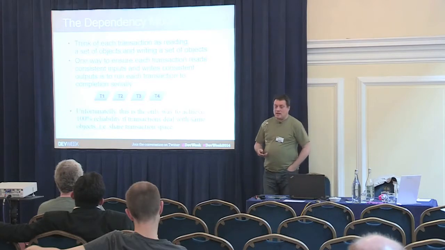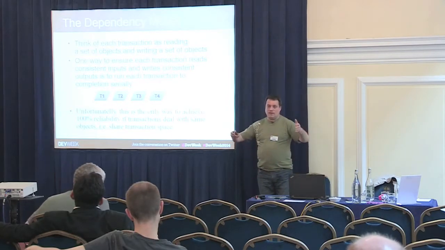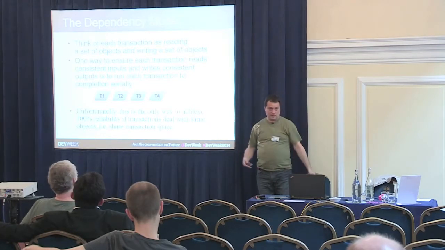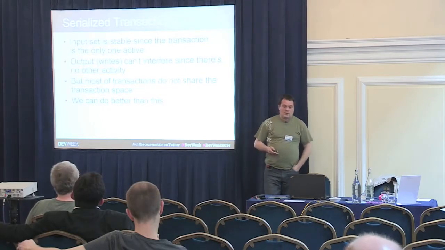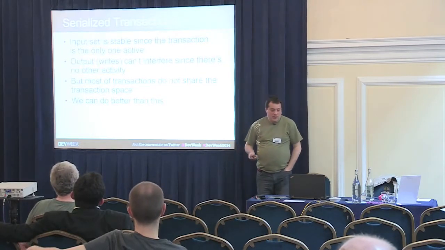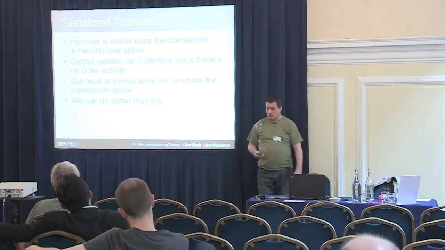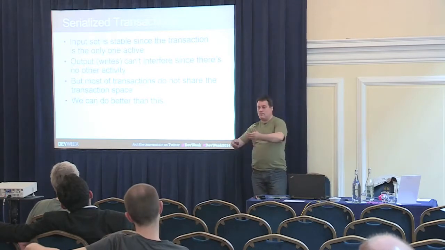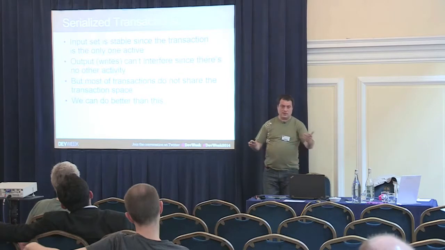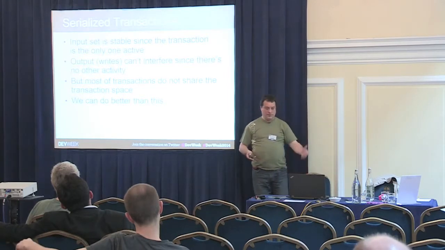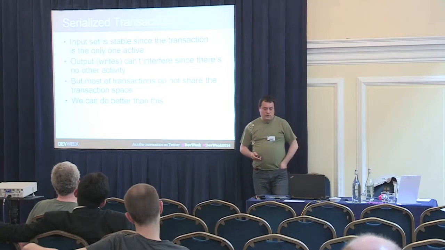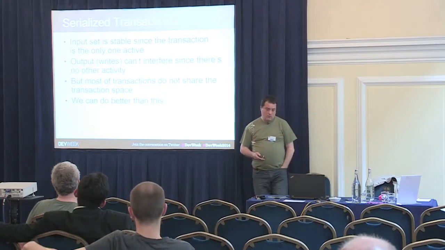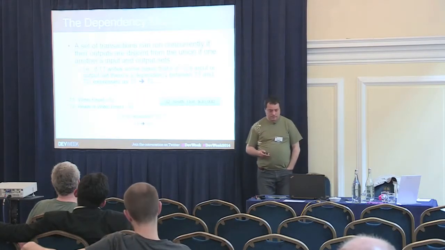Okay? Of course, this means serially on the same objects. Immediately we can have parallel transactions if they are dealing with part of the database, one and the other with the other part, of course. So with serialized transactions, the input state is stable. The transaction is the only one active on this input state. It doesn't change while the transaction is running, and the output can't interfere with inputs of other transactions. There is no other activity in this part of the database. So unfortunately, most transactions do not share the transaction space, so we should do something better than this.